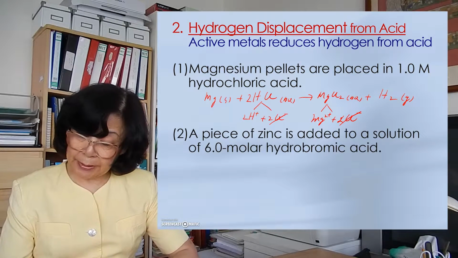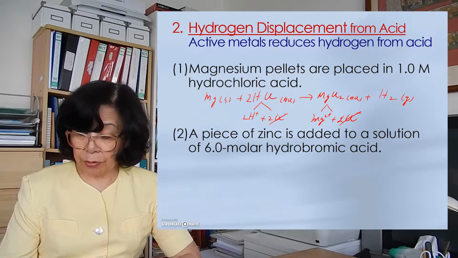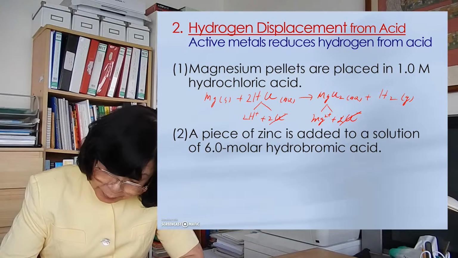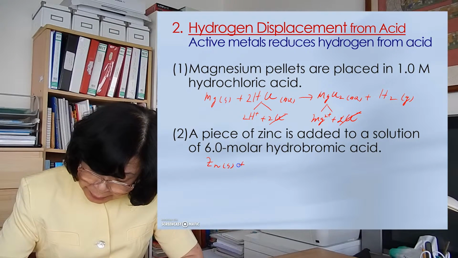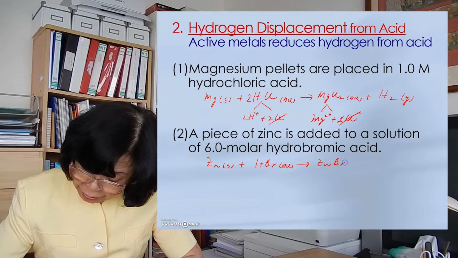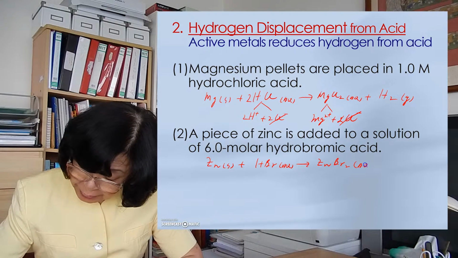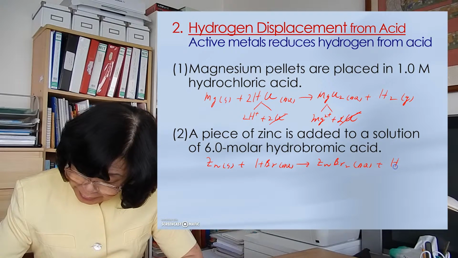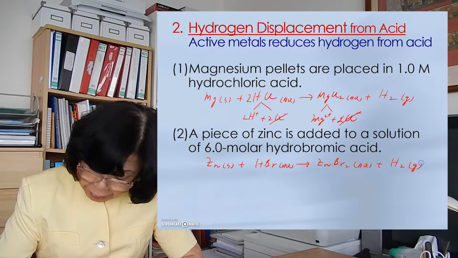A piece of zinc is added to a solution of hydrobromic acid. So zinc metal with the hydrobromic acid, which is a strong acid, to form zinc bromide. Zinc will replace hydrogen, zinc bromide solution, and out comes the hydrogen gas. And balance with the 2 here.